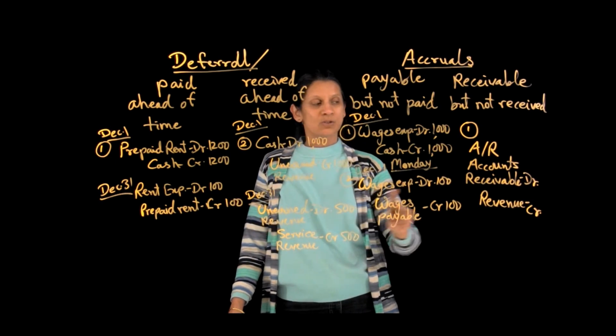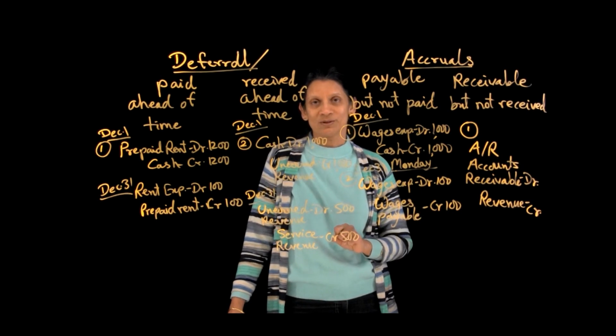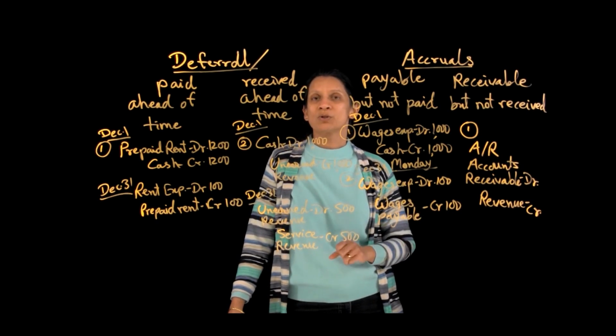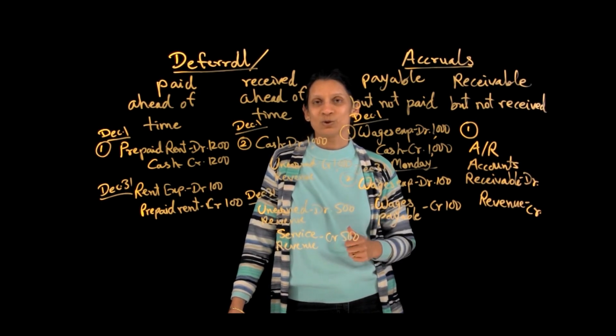So these are the adjustments which are going to help us stick to the accrual basis of accounting and show the right picture of our net income and balance sheet position to the investors, as well as pay the right taxes to the government.